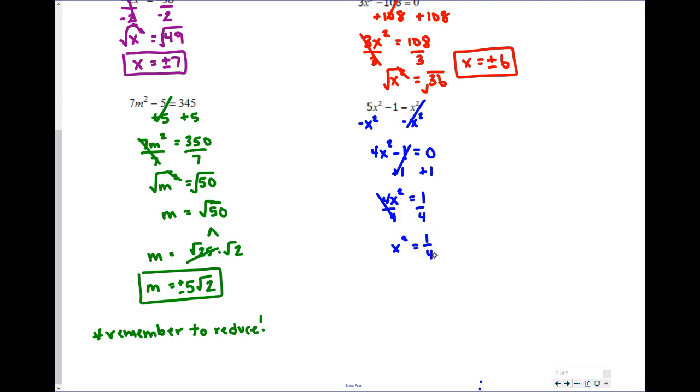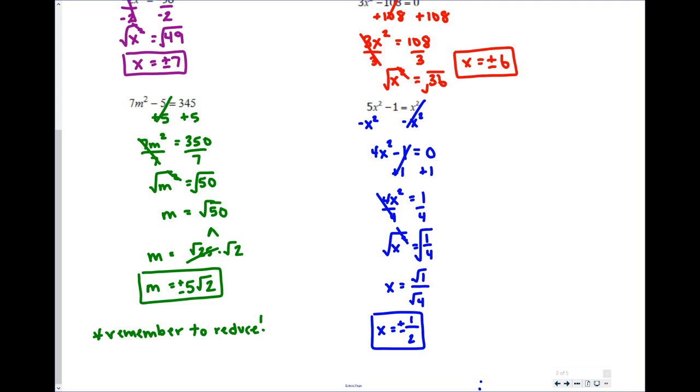Divide both sides by 4, and I get x squared equals 1/4. Now don't freak out because it's a fraction. You're going to do the same thing. You're going to take the square root of the left, and then you're going to take the square root of this entire fraction. Now, we learned in the last learning target that that's the same thing as the square root of 1 over the square root of 4, splitting them up. Well, the square root of 1 is 1. The square root of 4 is 2. So you get an answer of plus or minus 1/2. Okay? So be prepared for fraction answers. Be prepared for radicals that you have to reduce.